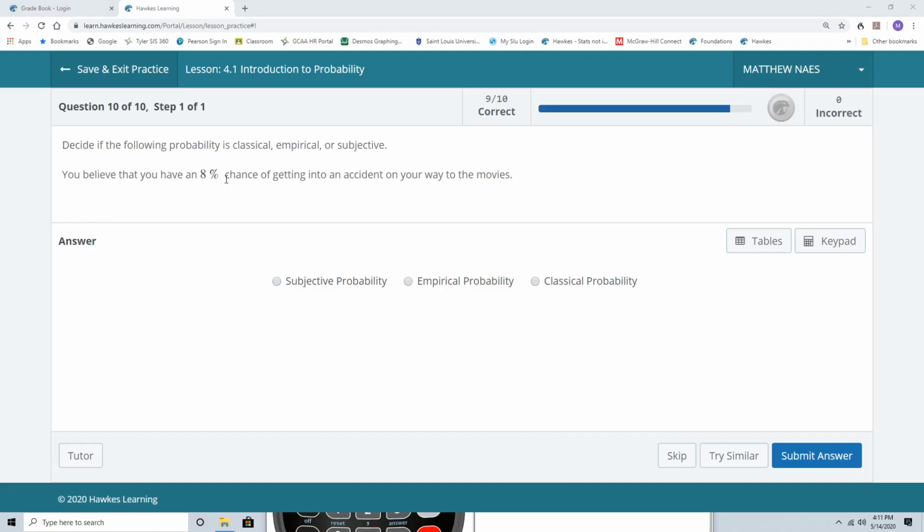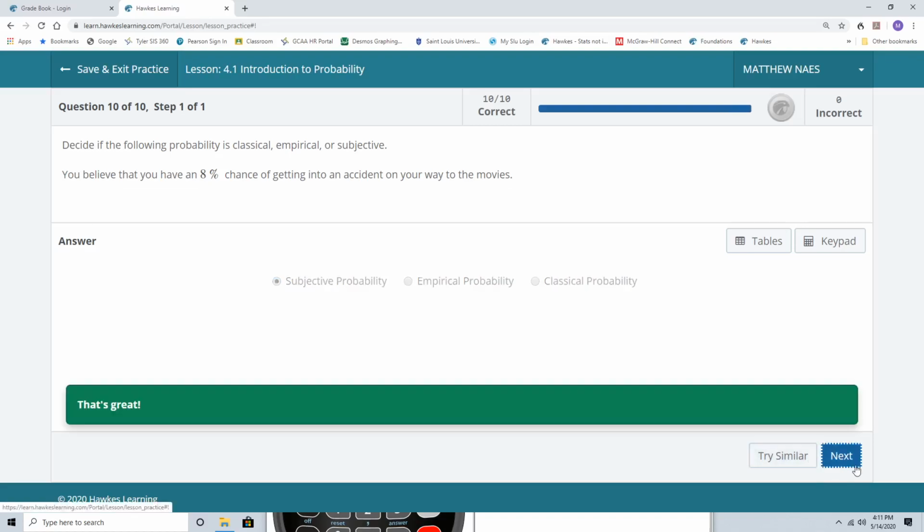So you believe you have an 8% chance of getting into an accident on your way to the movies. Being that we live in St. Louis, it's probably a lot higher. If you're going to the movies right now, good luck, because you're not getting in. All right, 8% is subjective probability, because there's no real science behind that. There's no real way to collect data behind that. So yeah, subjective probability.